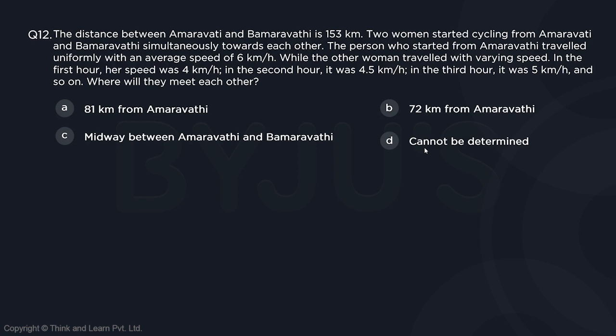In the first hour, her speed was 4 km per hour. In the second hour, it was 4.5 km per hour. In the third hour, it was 5 km per hour, and so on. Where will they meet each other?